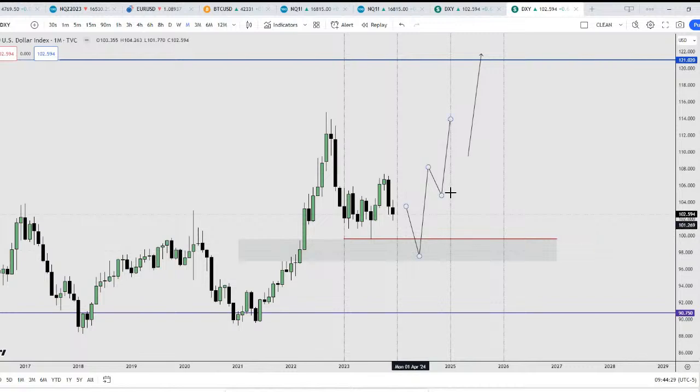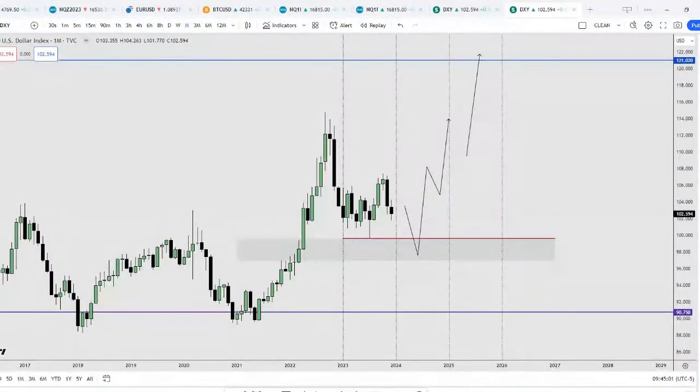So in order for this to happen, it needs to take out this swing low before going for these highs, because any stop hunts with true opens, I would say, is a higher probability of a turtle soup setup. So this is what I'm anticipating for DXY.